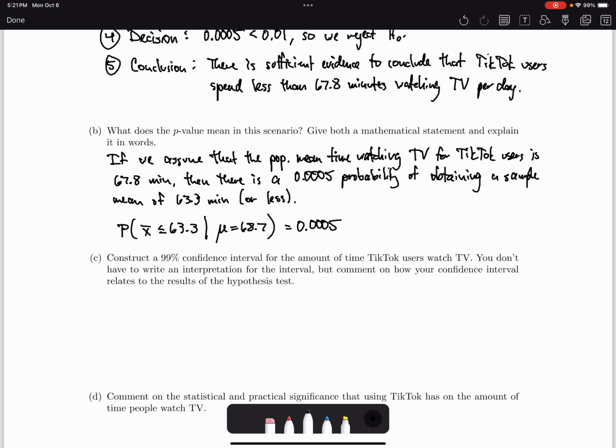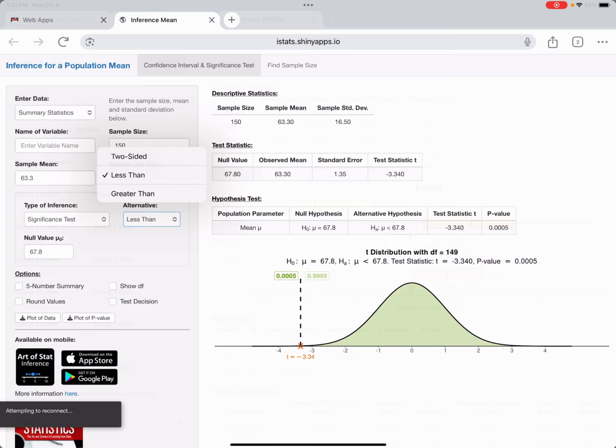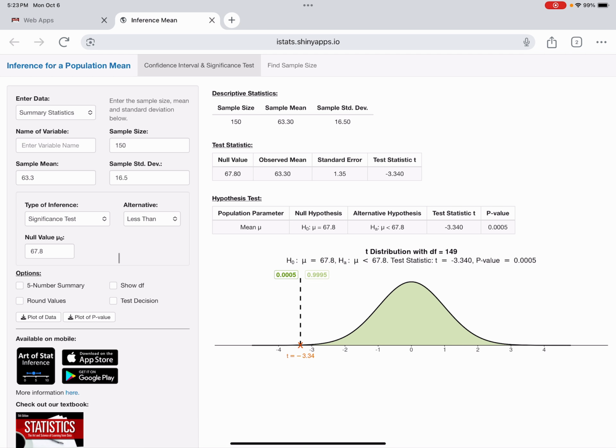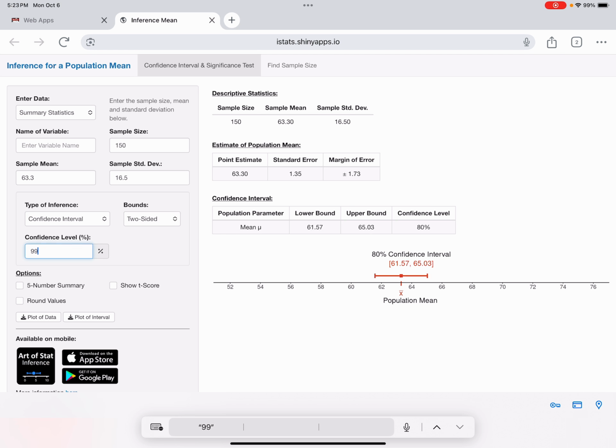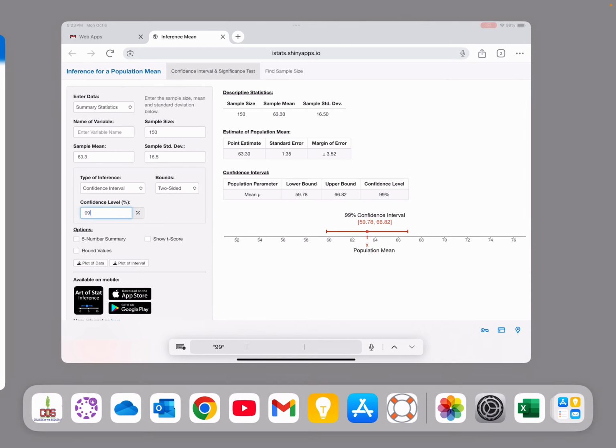All right, part C, construct a 99% confidence interval. Let's see. Okay, so once again in Art of Stat, the only thing I need to do is change the type of inference from a significance test to a confidence interval. This time I don't want a 95% confidence interval, I want a 99% confidence interval because I used a 0.01 level of significance in the hypothesis test, right? Here are the values. So I might round this to one decimal place. We'll call this 59.8 and 66.8. So 59.8 to 66.8.